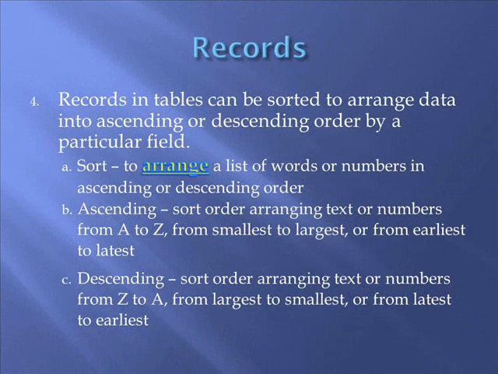Once you've entered records into your table, you can sort them to arrange them in a particular order. To sort is just arranging a list of words in either ascending or descending order. When you sort in ascending order, you sort them from smallest to largest, or from A to Z, or from earliest to latest. Descending order is the opposite. It's when we sort text or numbers from Z to A, largest to smallest, or latest to earliest.